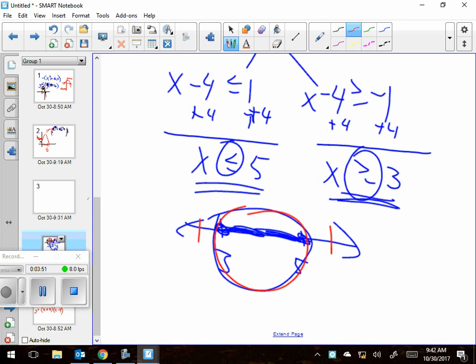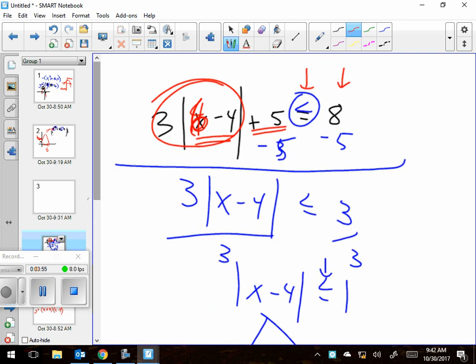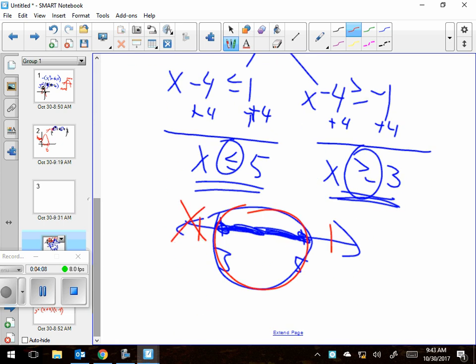If I really wanted to be extra careful, I would probably check a number smaller than 3, like 2. If I stick in 2 here, 2 minus 4, absolute value of negative 2, which is 2. 2 times 3 is 6, plus 5 is 11. Is 11 less than or equal to 8 again? No, still doesn't work. So cool. Doesn't work on either end. Does work in the middle. And that's how you can tell you're doing them right. Now, that same process is exactly the same if you have a quadratic.